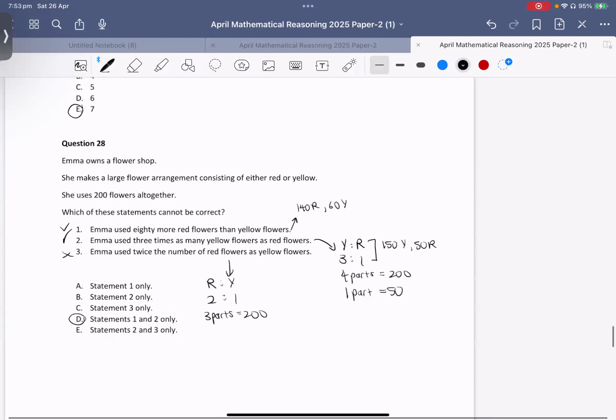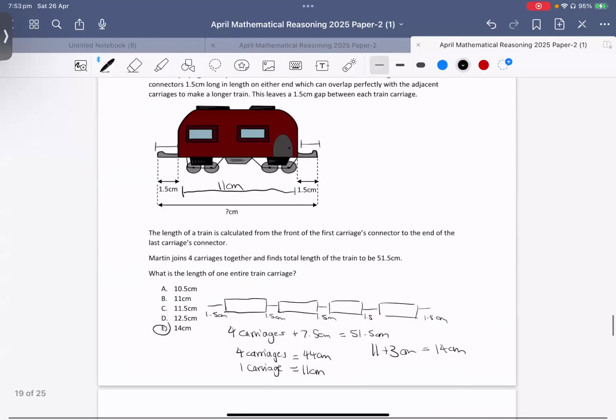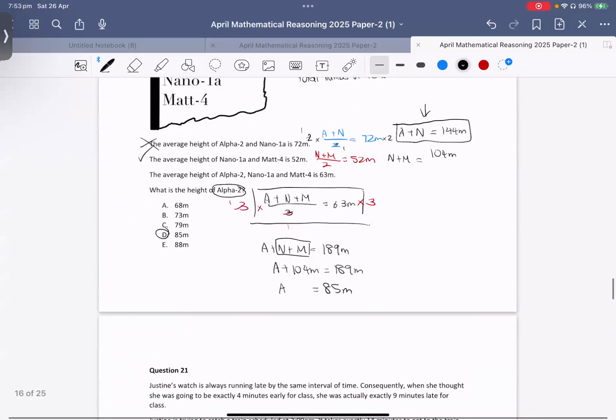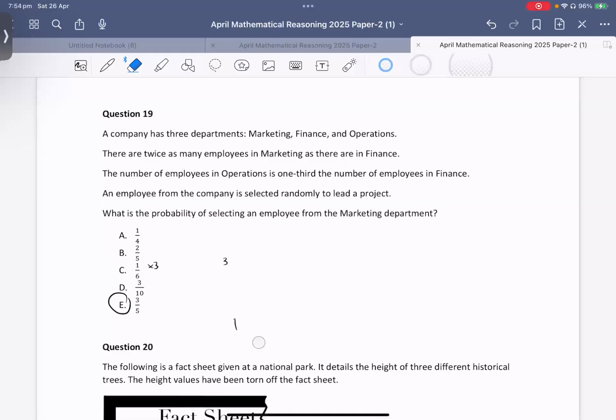Okay. Question 19. So with question 19, what we're looking at is marketing, finance, and operations, right? It's a very classic ratios question. So let's write down the ratio of marketing to finance first, which is twice as many employees in marketing than there are in finance.